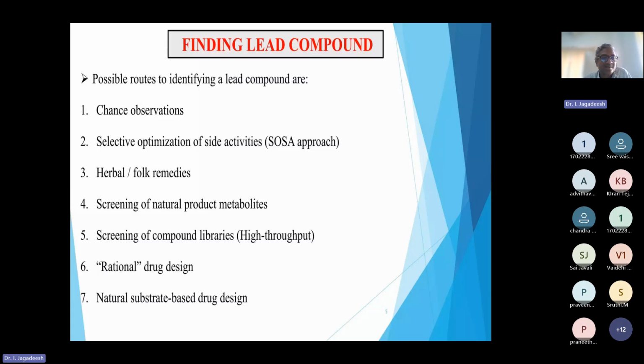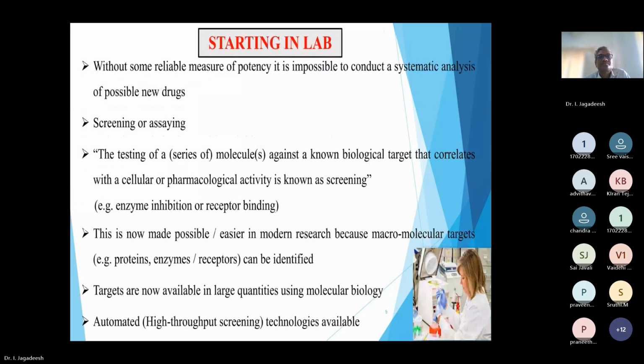Now we will go further. Our journey now, in this particular presentation, is the 5th route, that is screening of compound libraries, called HTS, high throughput screening. This is going to start in the lab, not in the computer. HTS is not going to work in the computer. First, we are going to start with a lab, where without some reliable measure of potency, it is impossible to conduct a systematic analysis of a possible new drug.